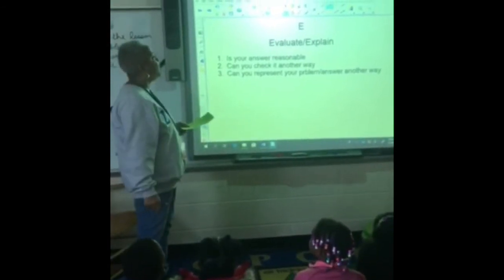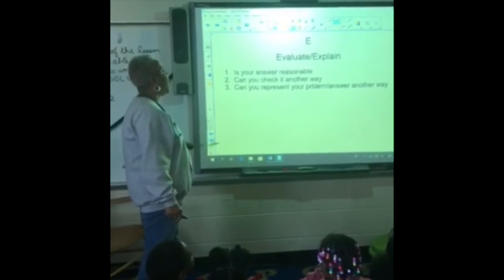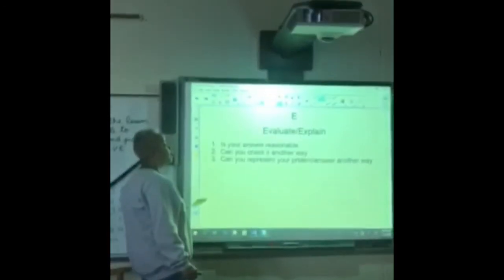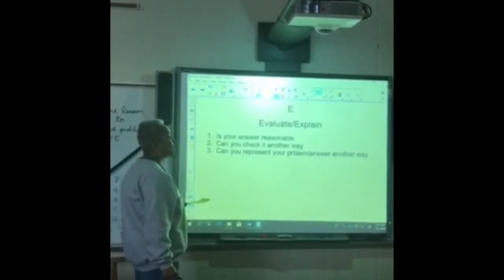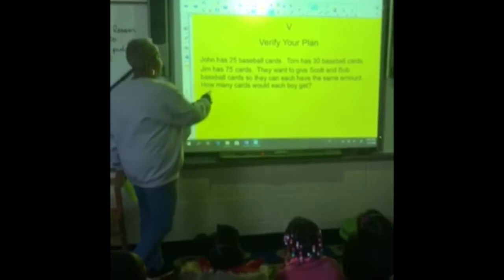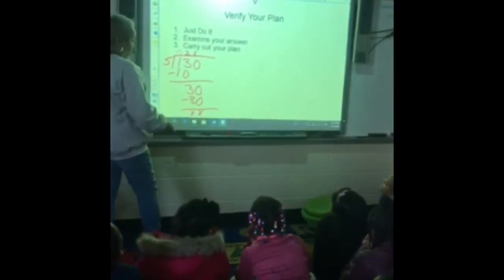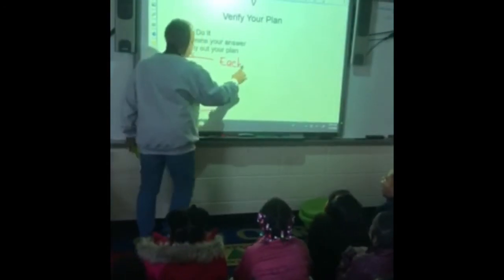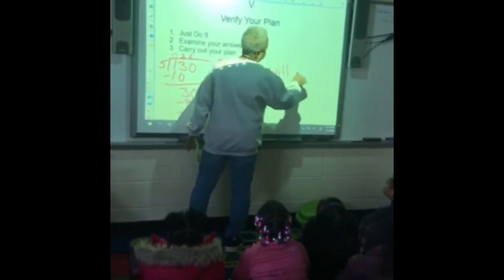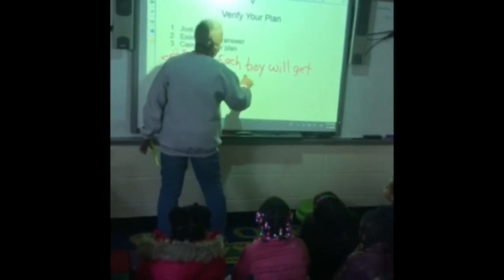Now we're going to evaluate our answer. Is your answer reasonable? Check to see if you can do it another way. Can you represent your problem answer in another way? Yes, we can, because it says, how many cards would each boy get? So each boy will get 26 cards.